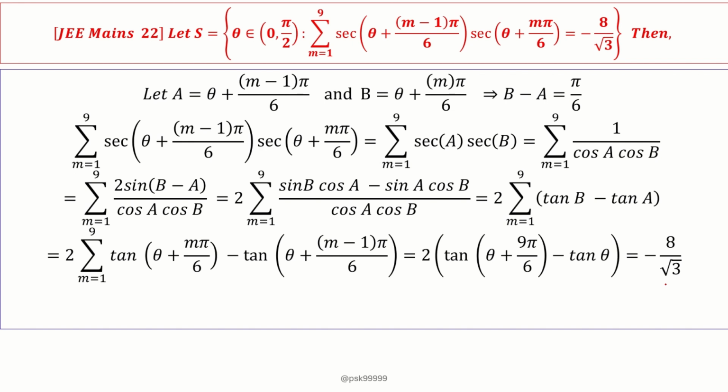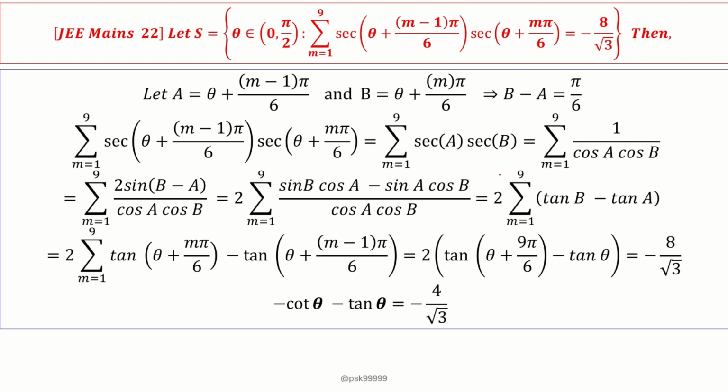Now let's see how to solve this problem. So tan of (theta plus 9 pi by 6) is nothing but minus cot theta. Where does this come from? 9 pi by 6, if I divide by 3, is 3 pi by 2. So tan of (3 pi by 2 plus theta) is nothing but minus cot theta, because you are going into the fourth quadrant, where tan is negative. So minus cot theta minus tan theta equal to minus 4 divided by square root of 3.